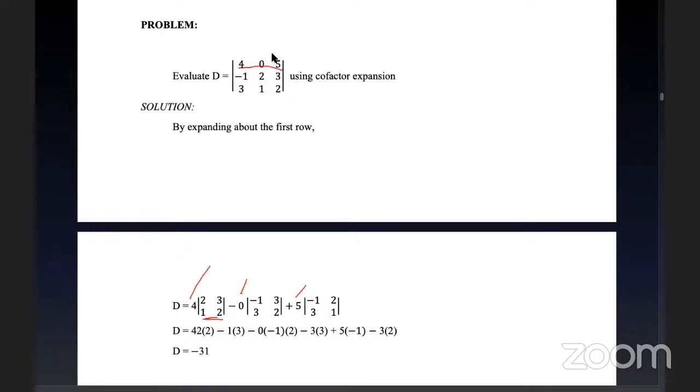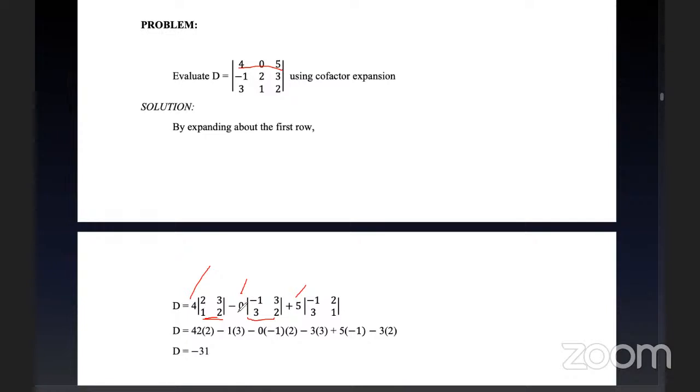For the second term, this is column 2, and the first row. What elements are involved here? Negative 1, 3, and 3, 2. I hope you saw that. And since it is located at, its subscript is 1, 2.